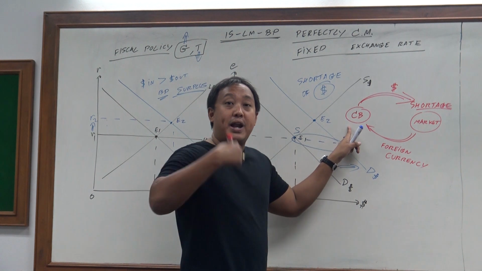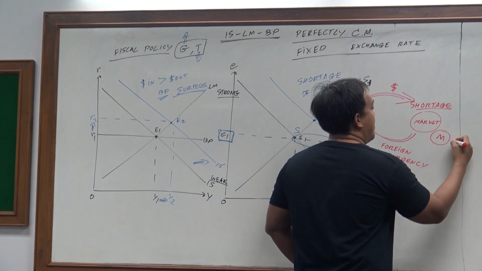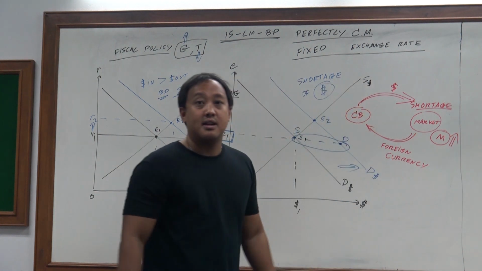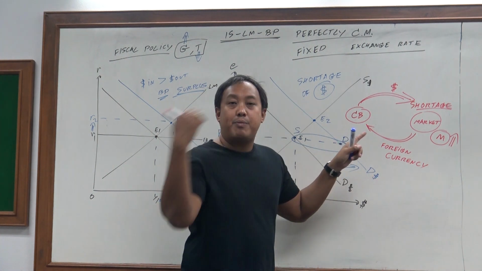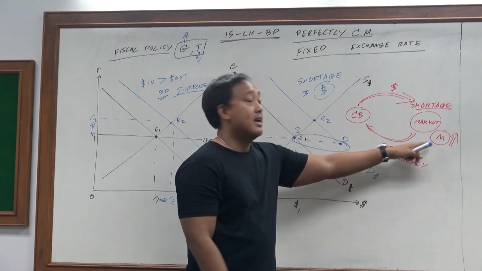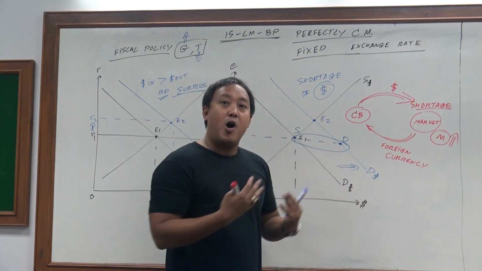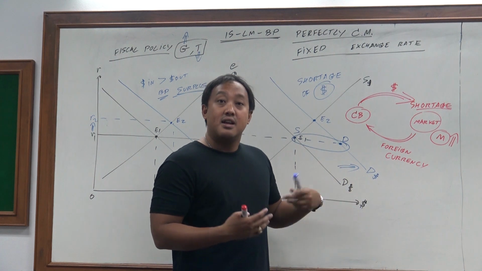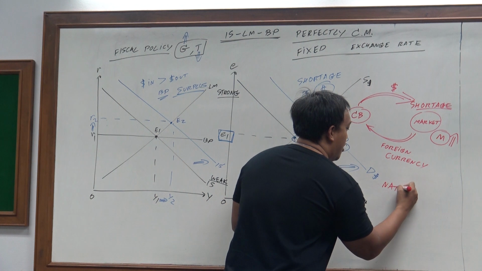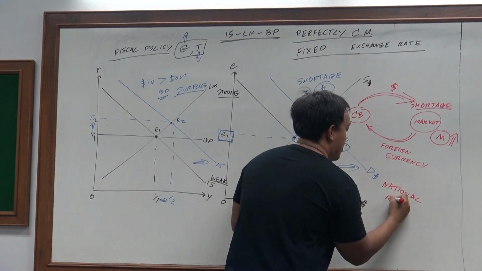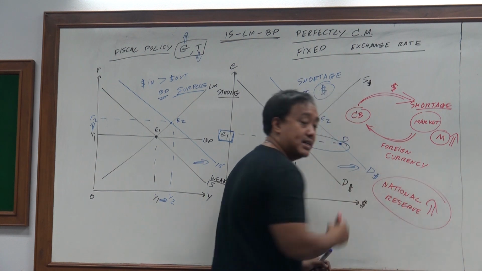After the central bank prints more money and sells it to the market, it means that the money supply in the market should be increasing, because the central bank prints more, sells it to the market, prints more, sells it to the market. The money supply in the market is going to be increasing. At the same time, the central bank is going to get more foreign currency. When they get more foreign currency, it means that the national reserve of the central bank is going to be increasing.